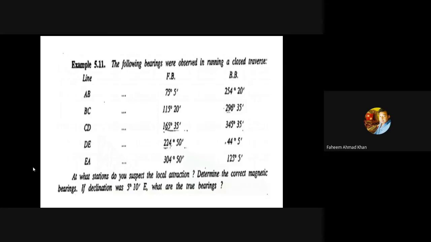minutes. For the line DE, the fore bearing is 224 degree 50 minutes while the back bearing is 44 degree 5 minutes. For the line EA, where the traverse is closing, the fore bearing is 304 degree 50 minutes and the back bearing is 125 degree 5 minutes. So the question is, at what stations do you suspect the local attraction?